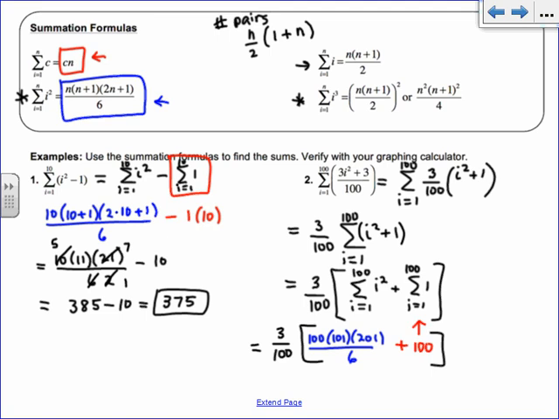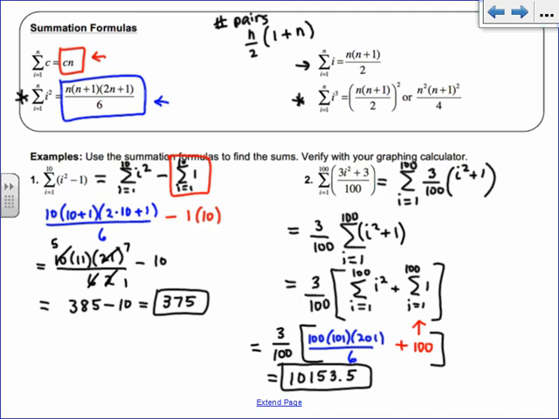So when I put this all in, I get the answer of 10,153.5. Okay, and that's our answer. You could find it as a fraction if you want to, or a decimal, doesn't matter.